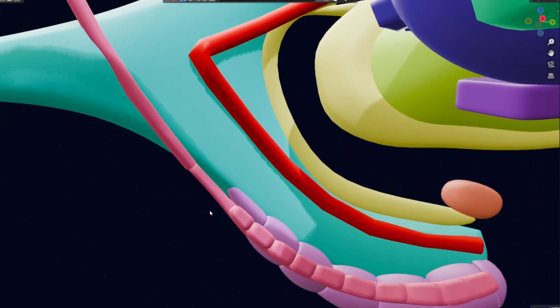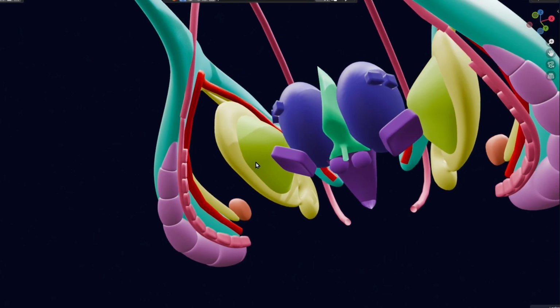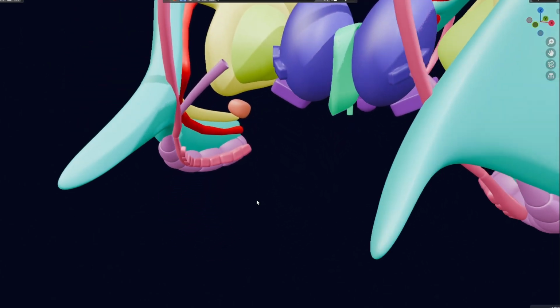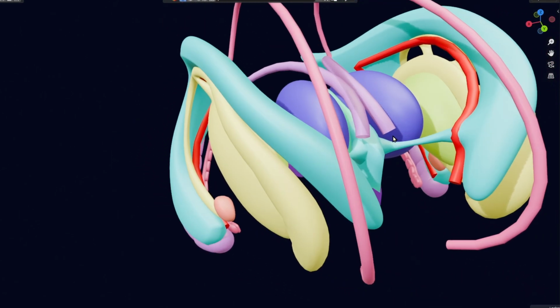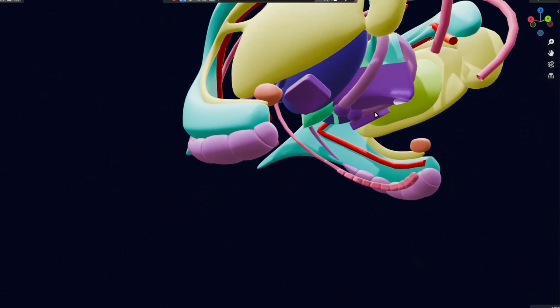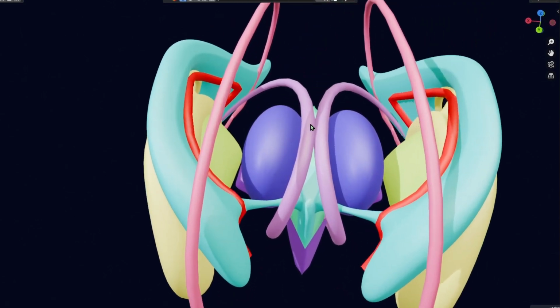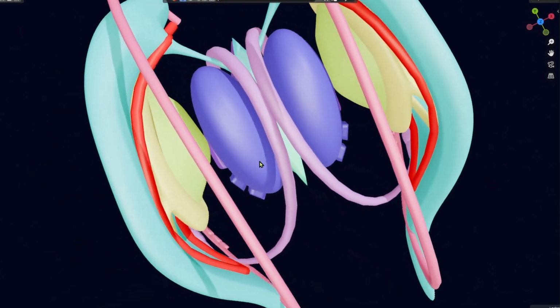Fornix is a white matter bundle that arises from the hippocampus proper. So this white matter bundle, you see it is arising here. It will go towards the mammillary body like this. It will go towards the mammillary body, and you see that these are the right and left fornix.